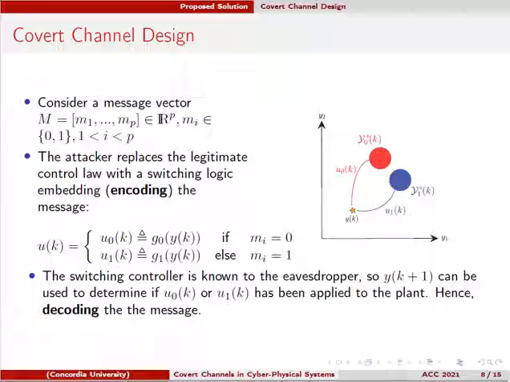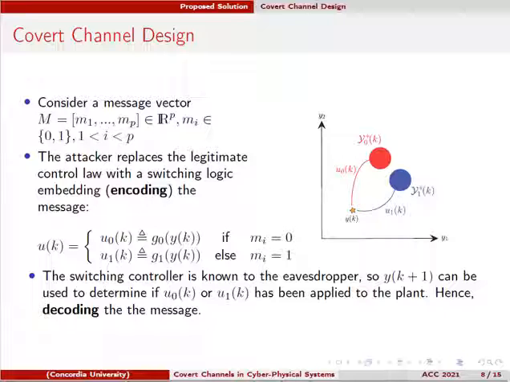This switching controller is known to both the sender and the receiver, the eavesdropper. So the eavesdropper, when he receives YK plus 1, can use it to determine if U0K or U1K has been applied to the plant.